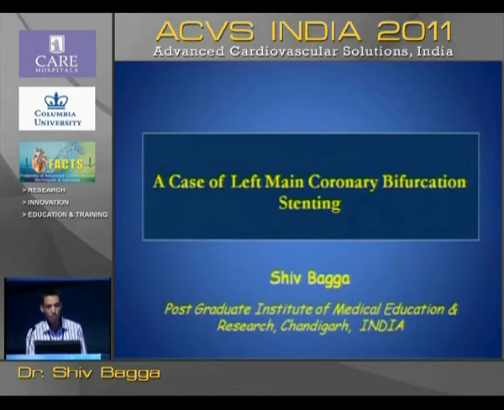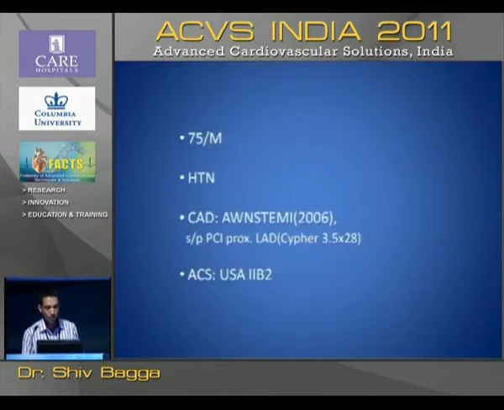bifurcation. My patient was a 75-year male, a hypertensive patient, and a known case of coronary artery disease with an old anterior wall NSTEMI, and had a stenting done to proximal LAD around 2 years before presenting to us. And this time he presented with unstable angina.